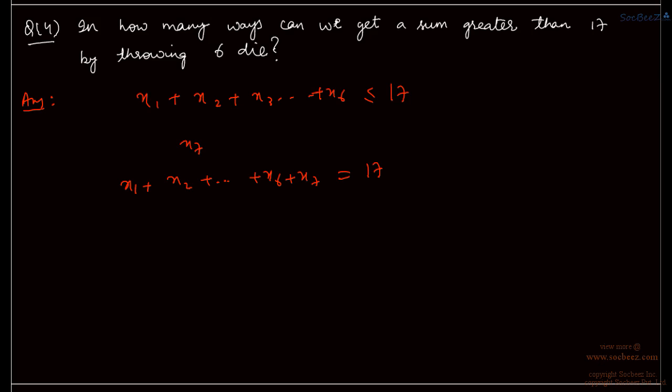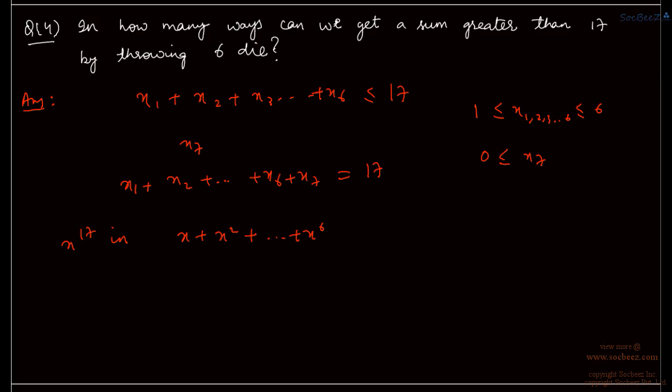Okay. Now, the first 6 are nothing but the numbers given by the dice. Hence, they have some restriction, right? So x1, x2, x3, all the way till x6, they have to lie between 1 and 6, the ends inclusive. Whereas x7 just needs to be greater than or equal to 0. Okay. So again, we just expand this in the way we expanded the previous question, and consider the coefficient of x power 17.